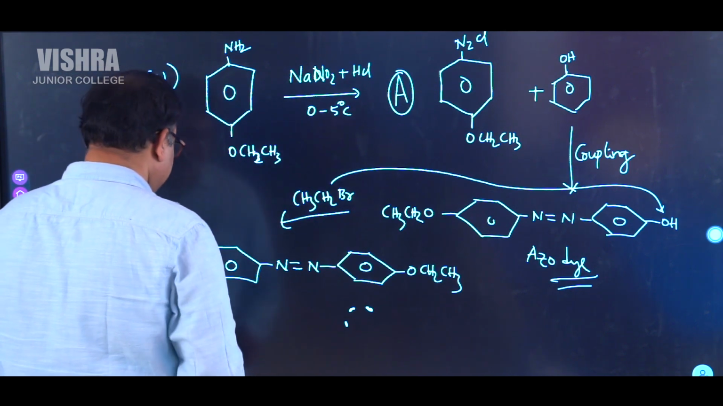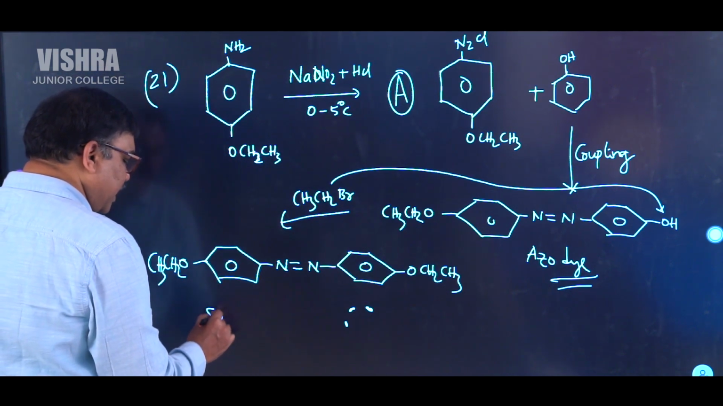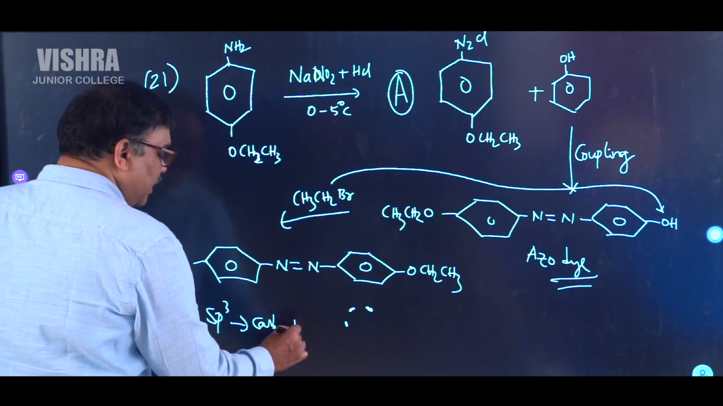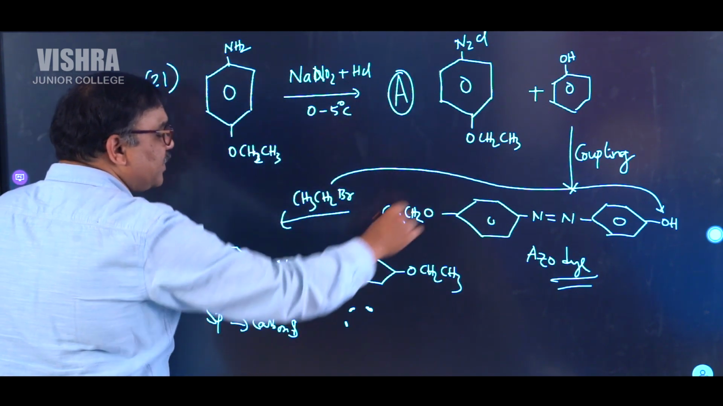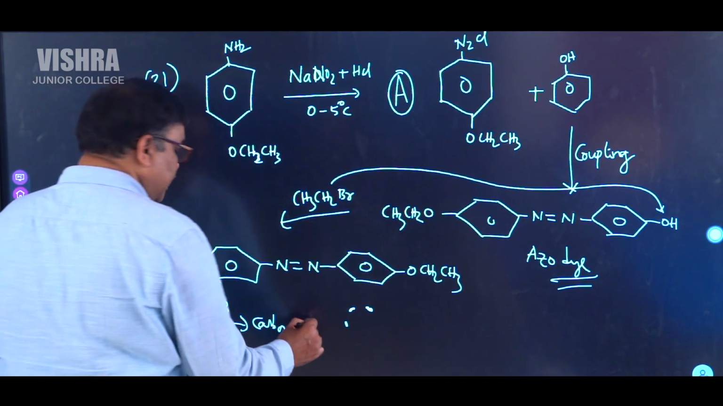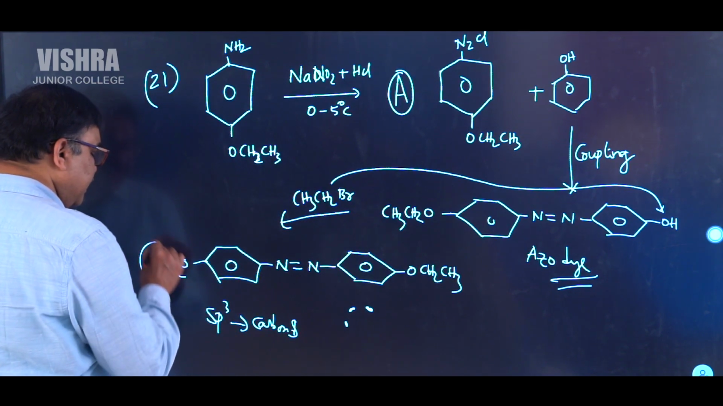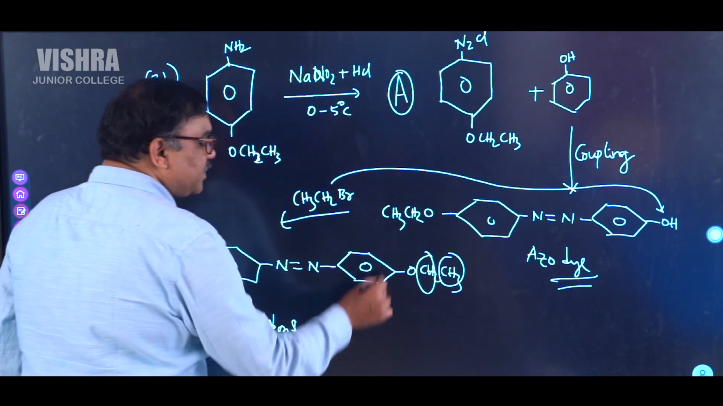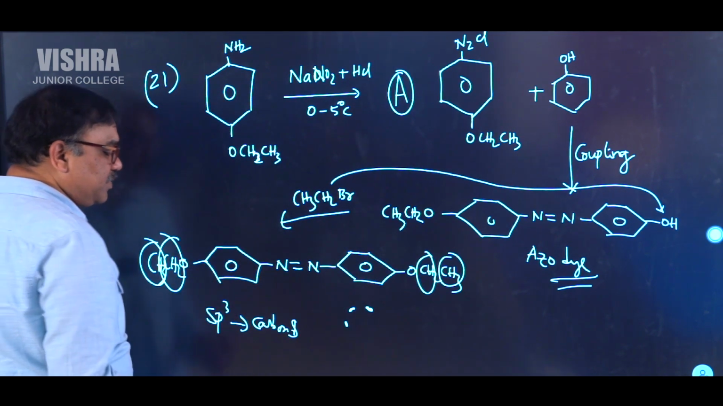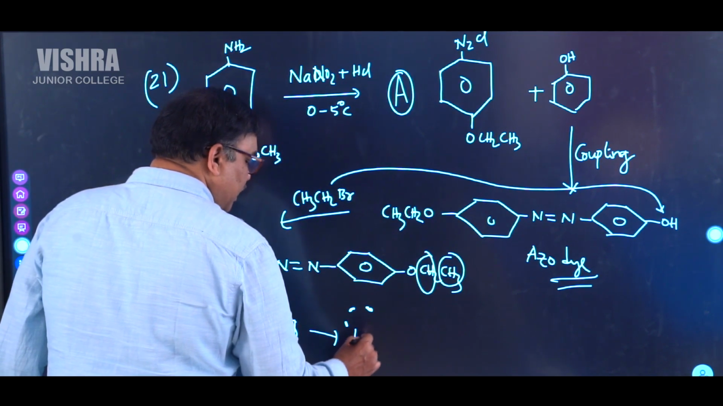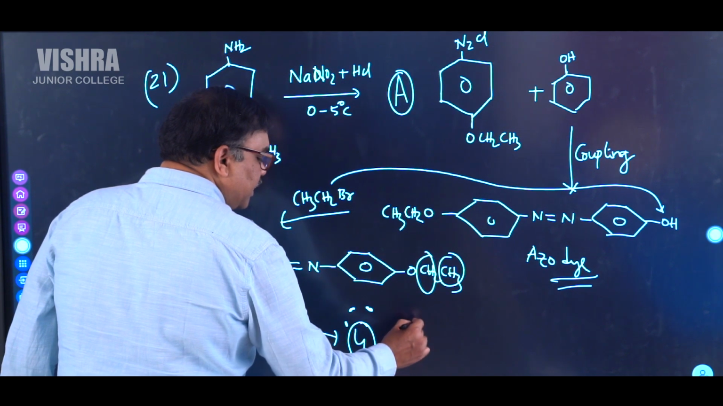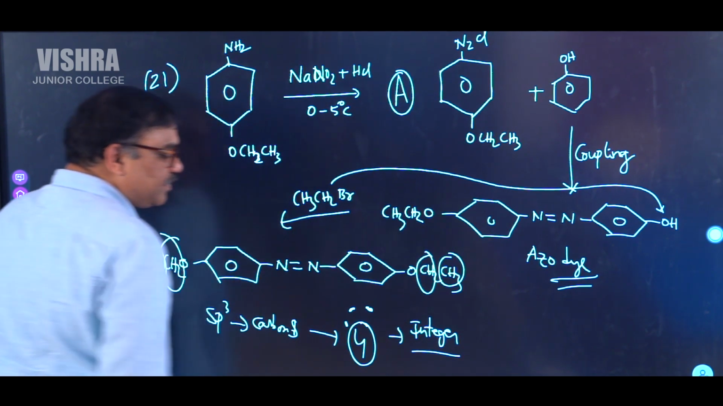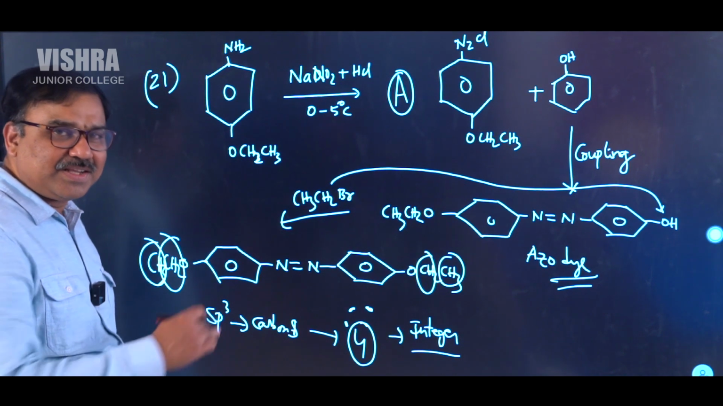So they are asking about sp3 carbons. After doing this, we have to find out how many sp3 carbons are there. This one is sp3, this one is sp3, this one is sp3, this one is sp3. All the ring carbons are sp2. So sp3 carbons are 4. This one is an integer question. 4 is our integer answer. Like that we have to answer.